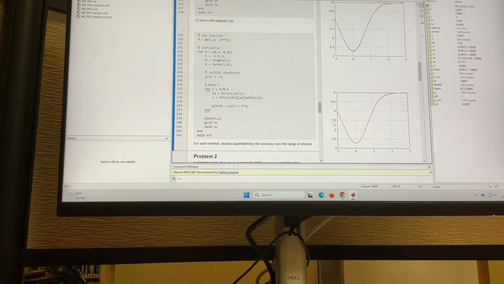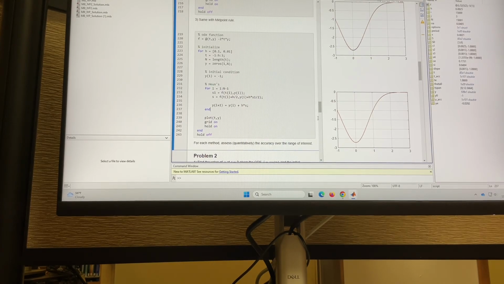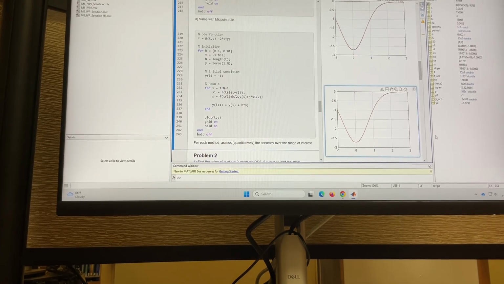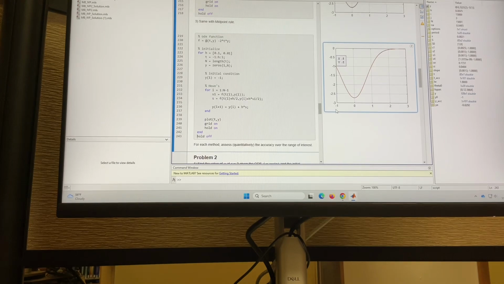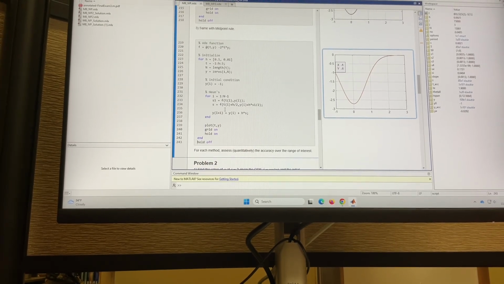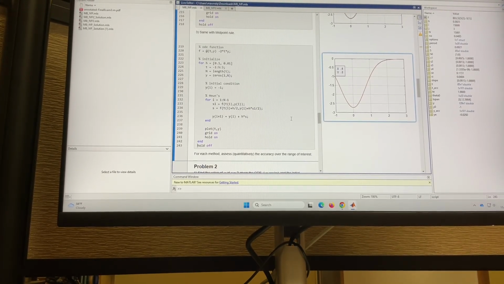And then we're going to put that in, end it, do our plot, and that is what we get. So that looks good. And this is even going to be less error than the next, so that's good.